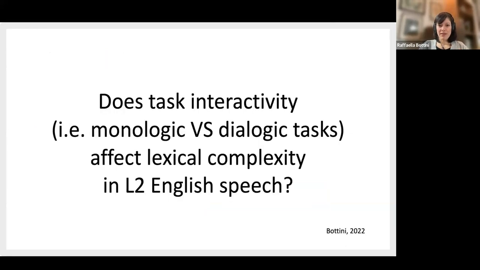So the research question that we want to look at is whether task interactivity, so monologic versus dialogic tasks, affects lexical complexity in L2 English speech. So basically, do learners use different vocabulary in monologic and dialogic tasks?